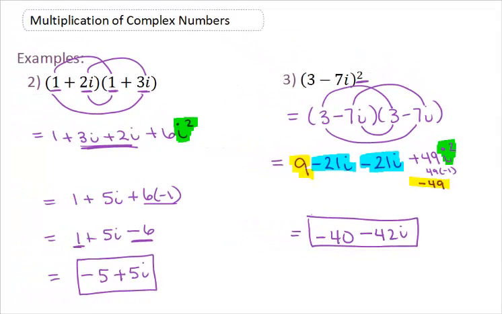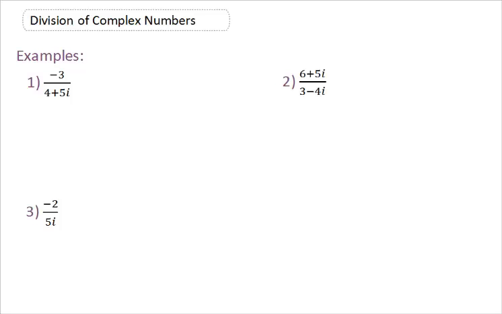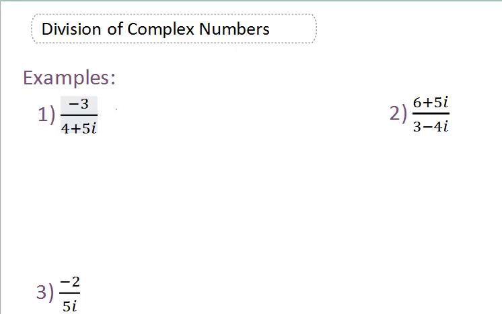So we've learned how to add, subtract, and multiply. So our next operation is how do we divide complex numbers? Well, if you remember, i is a square root. So whenever you divided by square roots, or whenever you rationalize to get rid of roots in the denominator, you multiplied by the conjugate. That's going to be the same thing here. I'm going to multiply by the conjugate of the denominator. The conjugate is the exact same thing except it has an opposite middle sign. So in example 1, I'm going to multiply this by 4 minus 5i over 4 minus 5i.